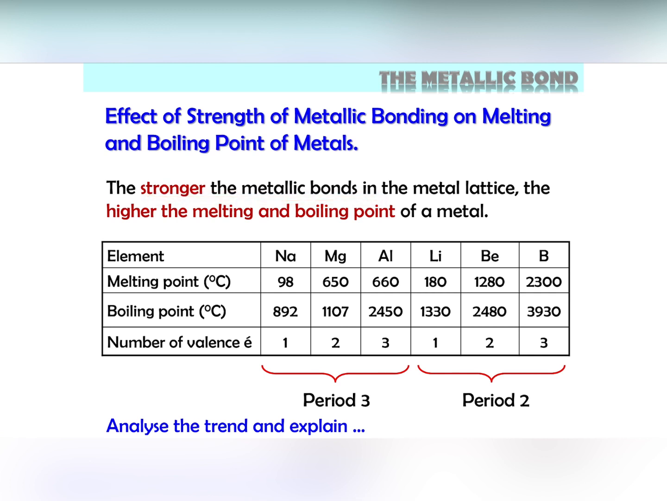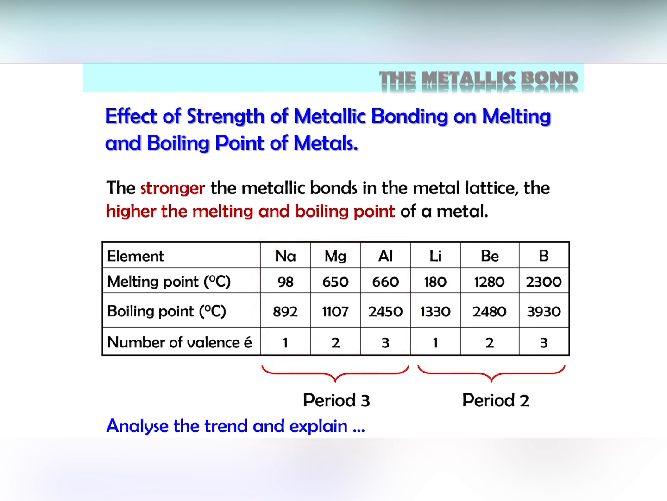Okay, so let's have a look into these few examples. So let's say you have these elements. Okay, ada sodium, magnesium, aluminium. So all these three adalah dalam period 3. Okay, and you can see the differences in the number of valence electrons. And lithium, beryllium and boron, all of these in period 2. You can see lithium ada 1 valence electron, beryllium 2, boron 3. So let's have a look at the trend. So kita bahagi into few parts. Okay, so kita compare yang ini dahulu.